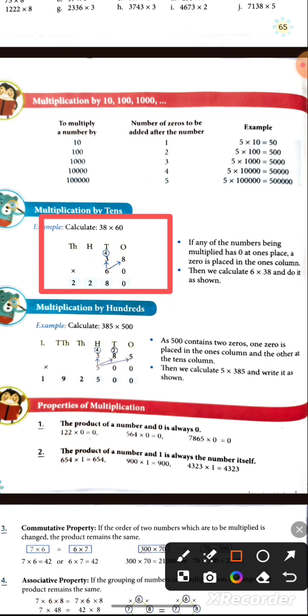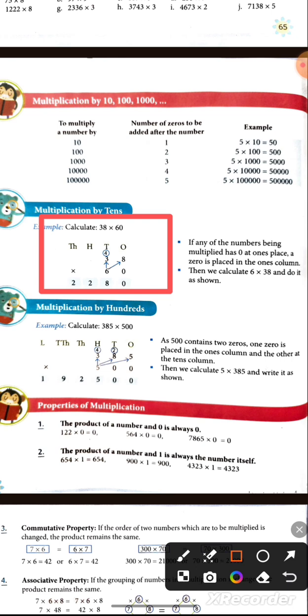So instead of multiplying it by 0, we know that when we multiply by a tens digit, like if there is 10, you should write 0 at the ones place. So we have written 0 here in the answer, and after that multiply it by 6 only and start writing the answer from the tens place. For example, here it is written 8 into 6 is 48, 4 carry and 8. 3 times 6 is 18, and 18 plus 4 is equal to 22. So 2280 is the answer.